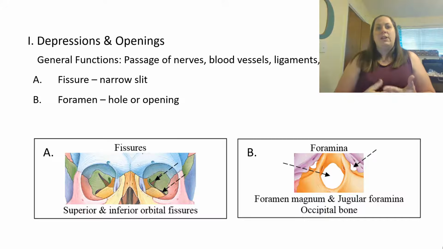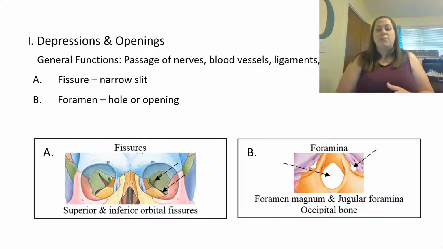So the first thing we want to look at are depressions and openings, and the whole point of having these depressions or openings is passage of nerves, blood vessels, ligaments, and tendons. So if you recall, bones are pretty solid, and so in order for nerves or blood vessels to pass through, we're going to need some sort of opening. So the first one here is what we call a fissure. A fissure is a narrow slit that's present.